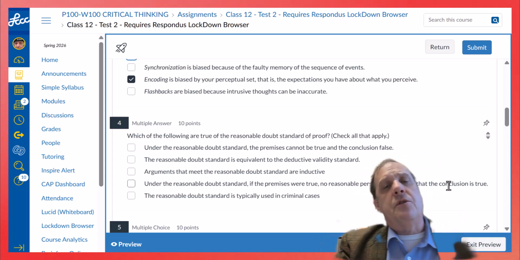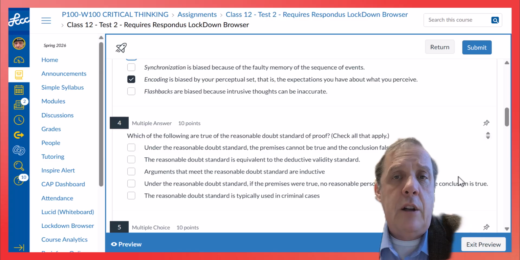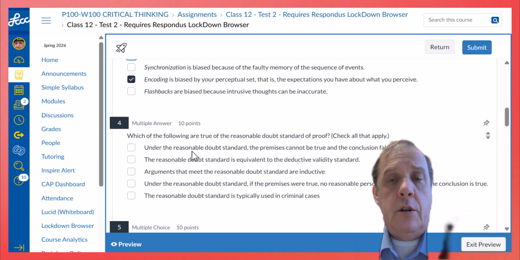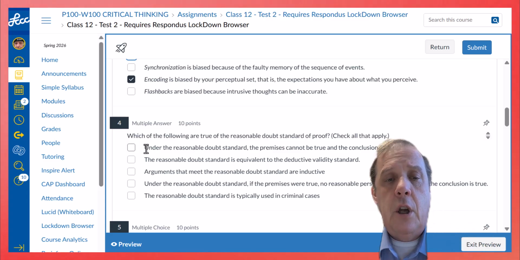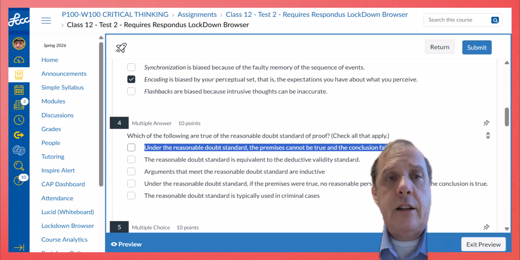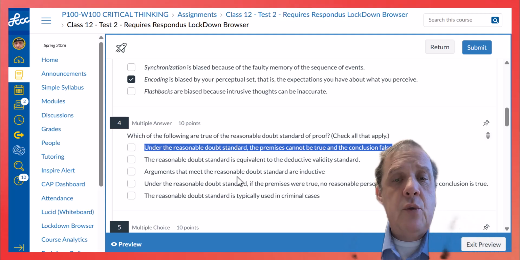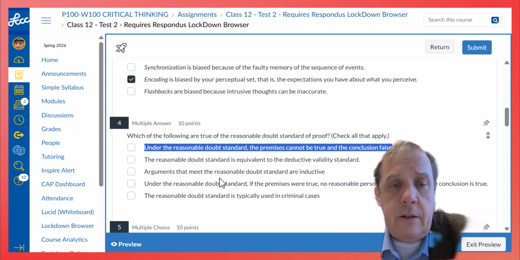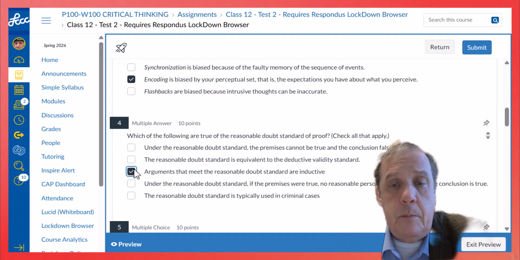And this was different from some of the other standards of proof that we looked at, such as deductive validity and preponderance of evidence. So, under the reasonable doubt standard, the premises cannot be true and the conclusion false. We know that is not a correct answer because that is the standard for deductive validity. The reasonable doubt standard is equivalent to the deductive validity standard. Nope, we also know that one's not true. Arguments that meet the reasonable doubt standard are inductive. That's absolutely true. This is an inductive standard, not a deductive standard.